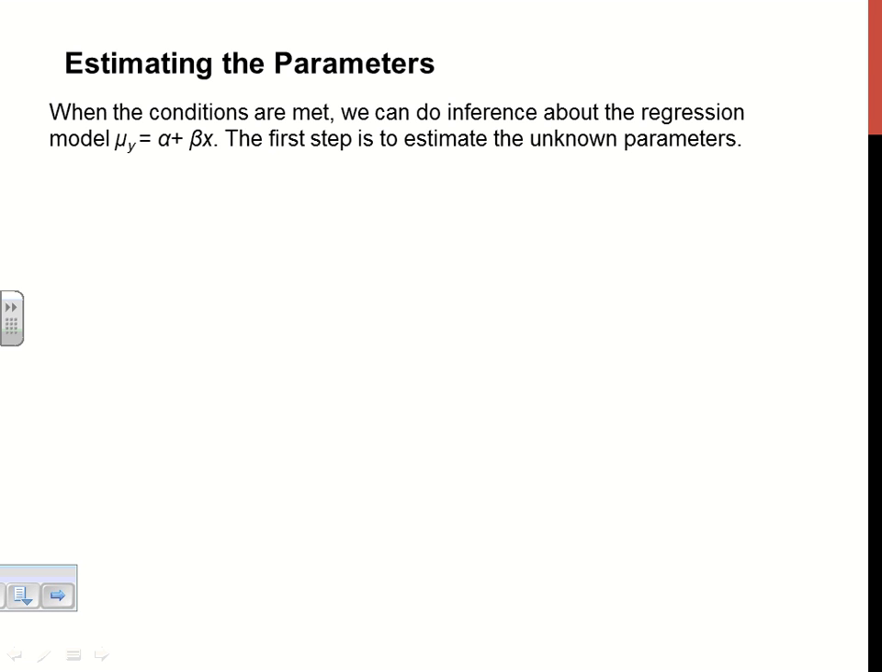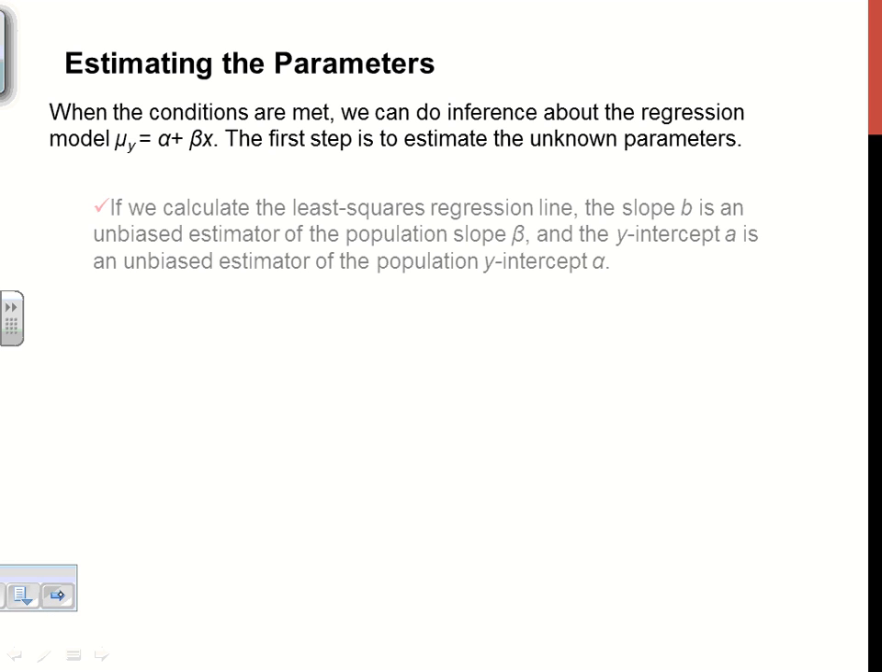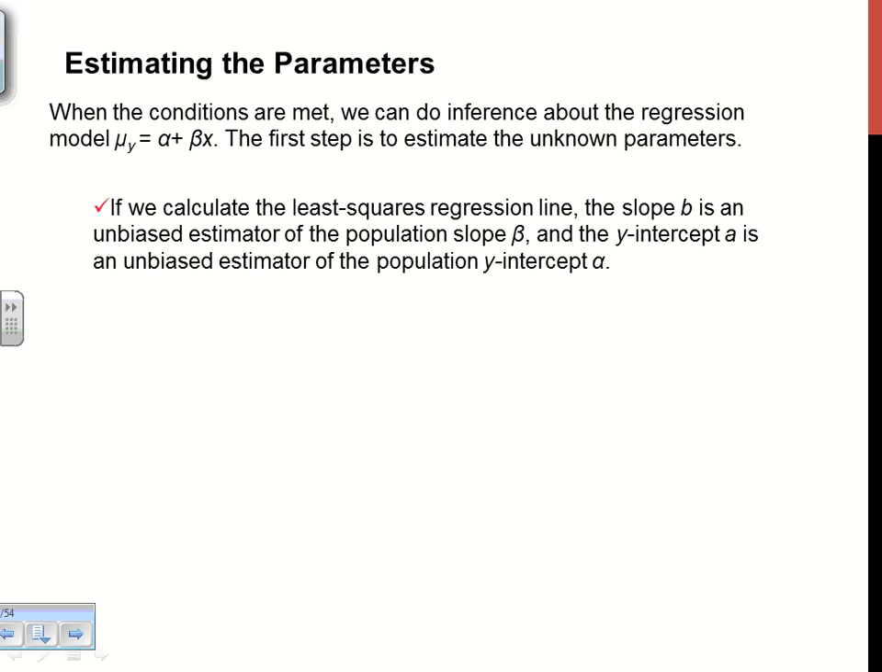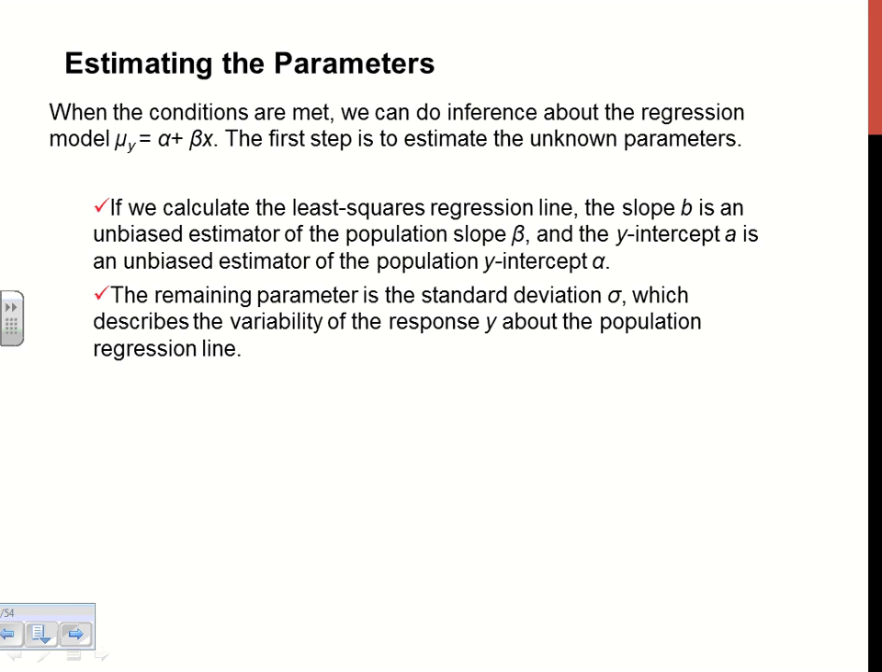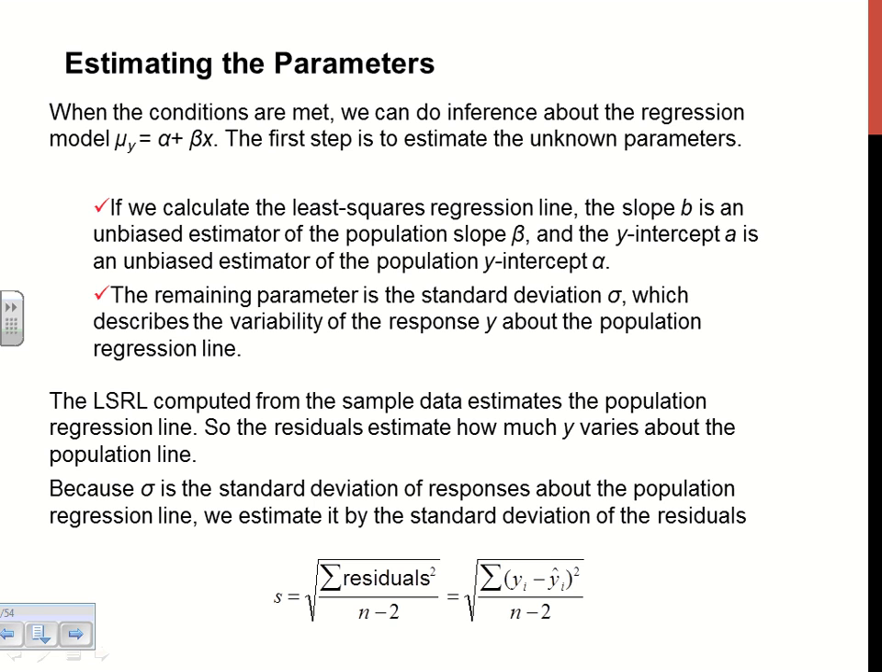So now with estimating parameters, when the conditions are met, we can do inferences about the regression model mu sub y equals alpha plus beta x. The first step is to estimate the unknown parameters. If we calculate the least squares regression line, the slope b is an unbiased estimator of the population slope beta, and the y-intercept a is an unbiased estimator of the population y-intercept alpha. The remaining parameter is the standard deviation sigma, which describes the variance of the response y about the population regression line. So we're going to use our slope and our y-intercept, but we have to figure out what we're going to do for the standard deviation.